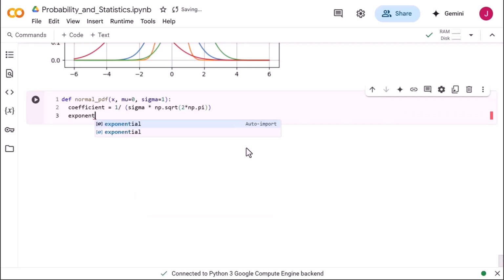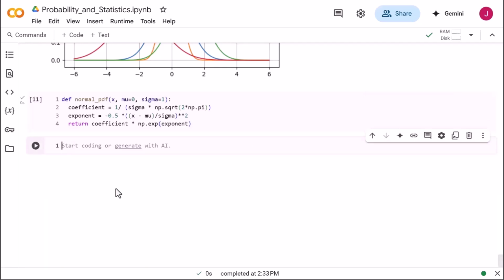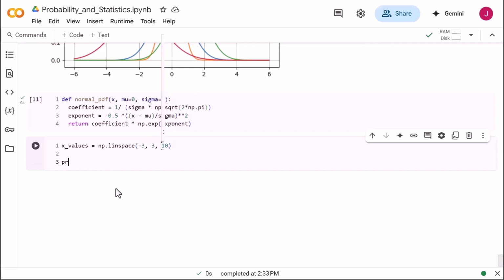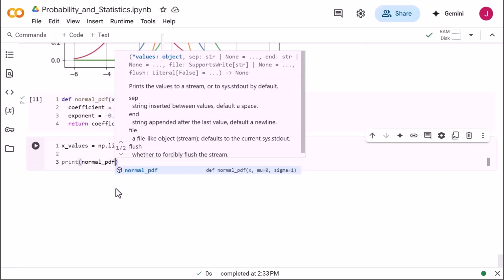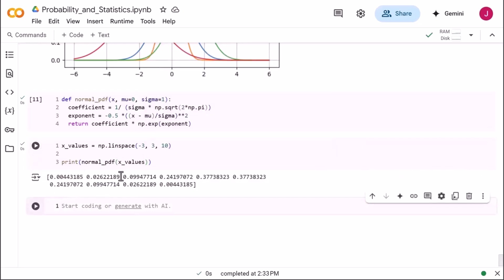Then we have the exponent. The exponent is equal to, we go for this form, minus 0.5 multiplied by x minus mu divided by sigma to the power of 2. Then here we need to return the coefficient multiplied by np.exp of the exponent. That's all. Now we generate some x values. The x values are np.linspace from -3 to 3, and we generate 10 numbers. Then we can print normal_pdf of the x values, right? So these are the values that we have generated.